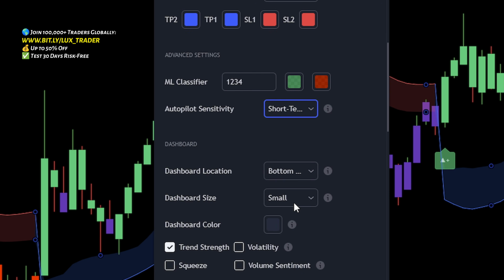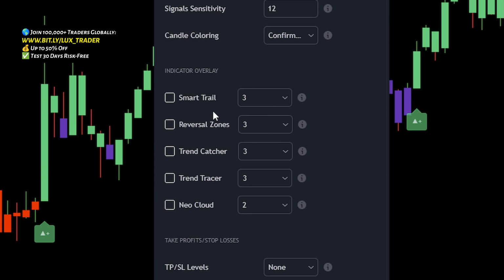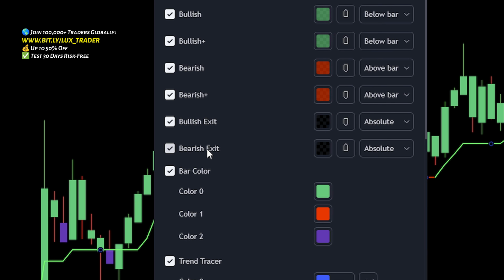In the Dashboard section, set the dashboard location to Hidden. Next, in the Indicator Overlay section, disable the Smart Trail. It's enabled by default, and enable the Trend Catcher Overlay instead. Finally, go to the Style tab and uncheck both the bullish exit signals and the bearish exit signals.